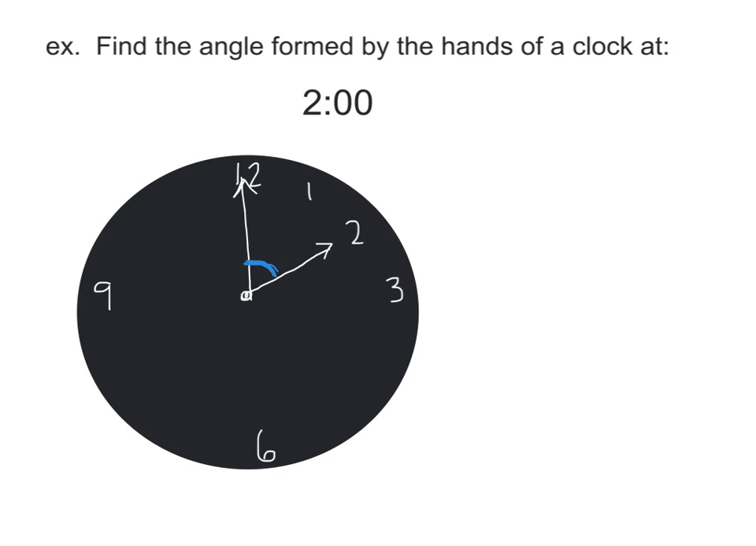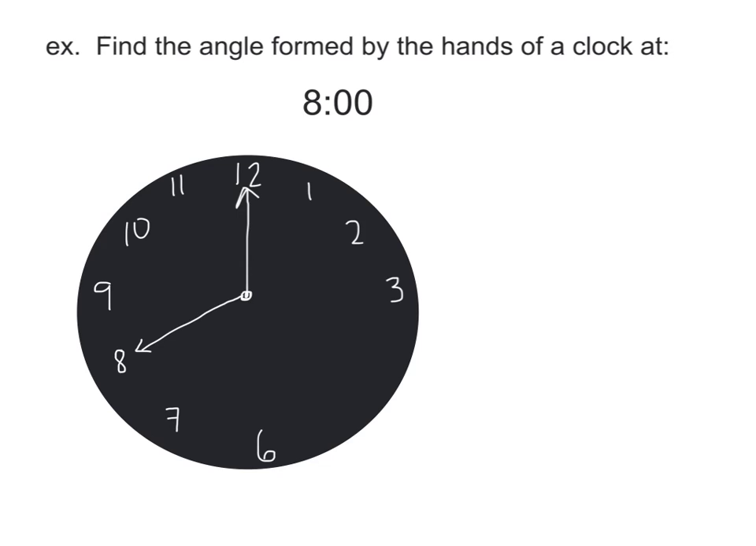Now I said this one was easy, and it is, because I can divide this up into two 30-degree sections. So from 12 to 1, we know that's 30 degrees, and then from 1 to 2, we know that's 30 degrees. So these are full 30-degree sections. I have 2 of them. So 2 times 30 degrees gets me 60 degrees.